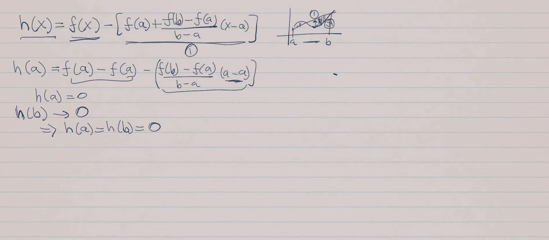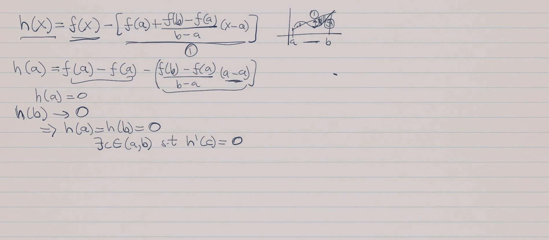Now we know from the statement of Rolle's theorem that because the value of the function at the endpoints is equal, there exists some c in the open interval such that the derivative of h at c is equal to 0. Now we know that this c exists from Rolle's theorem, so we don't have to prove it. We can simply use Rolle's theorem to argue for the existence of c.